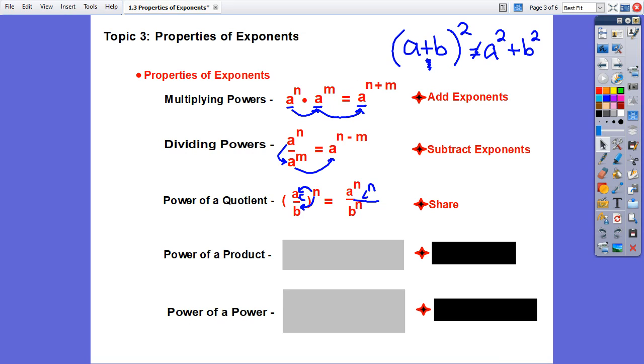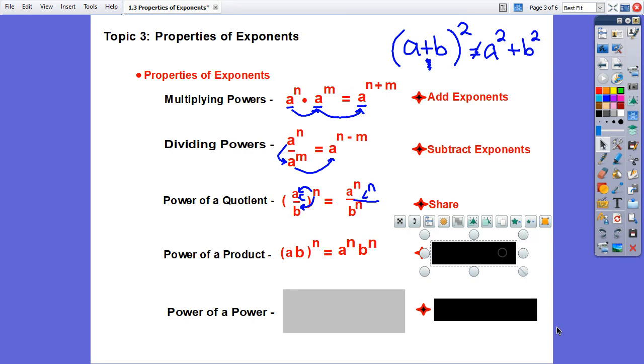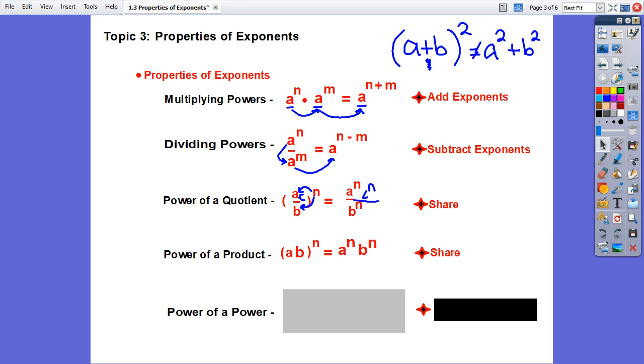Okay, let's take a look at the power of a product. Very similar to the quotient. What we have instead of a division problem is a multiplication problem inside. So the same rule applies: we're going to share to everything inside of that product. So A times B, A gets it, B gets it. If there's a number in front of A, we would still share to that one if it's inside of our quantity.